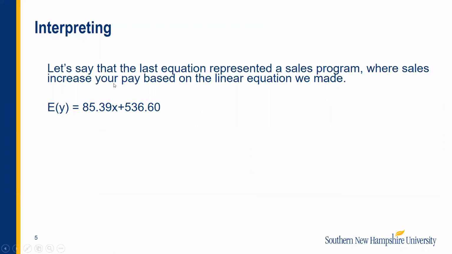All right. So let's say that last equation was about a sales program that a business was having. And we used that data to really make sure it was following the sales program. And we see that we have this lovely equation created. And remember, it's slope times x plus the intercept.